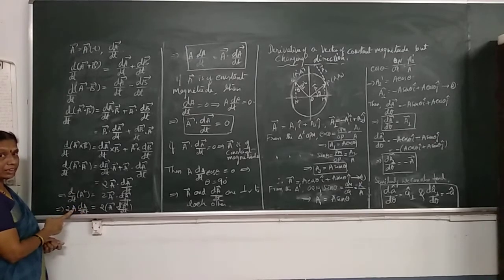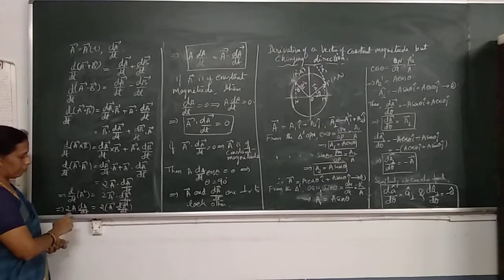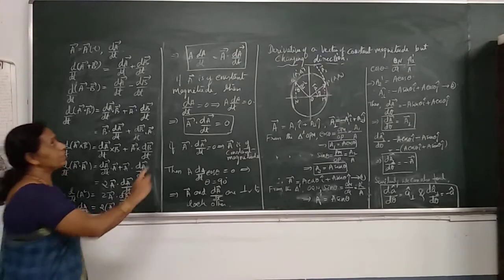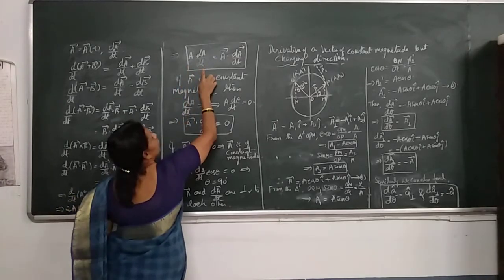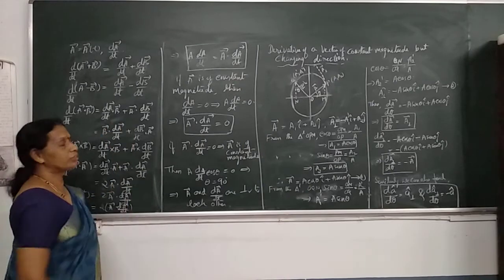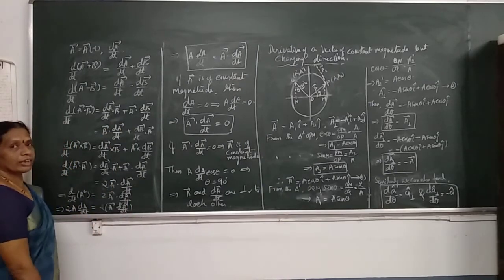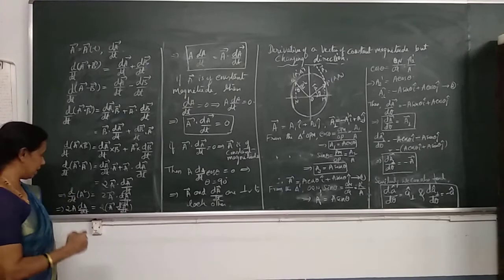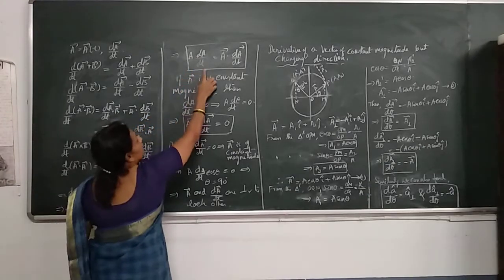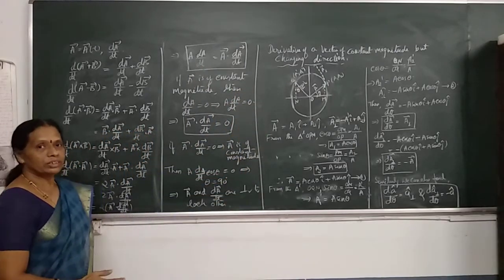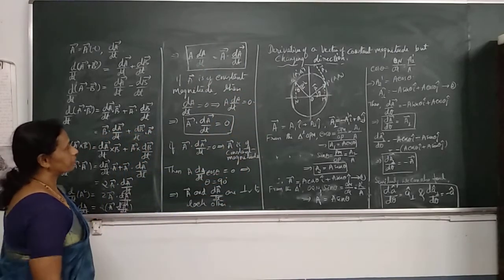A is a scalar, the magnitude of that vector A. Given by this, 2 gets cancelled, and from this we get the result A dA by dt is always equal to A vector dot dA vector by dt. This result is always true. In case of d by dt of a vector dot a vector, we get A dA by dt equal to this much. This is true for a vector which is a function of a scalar t.